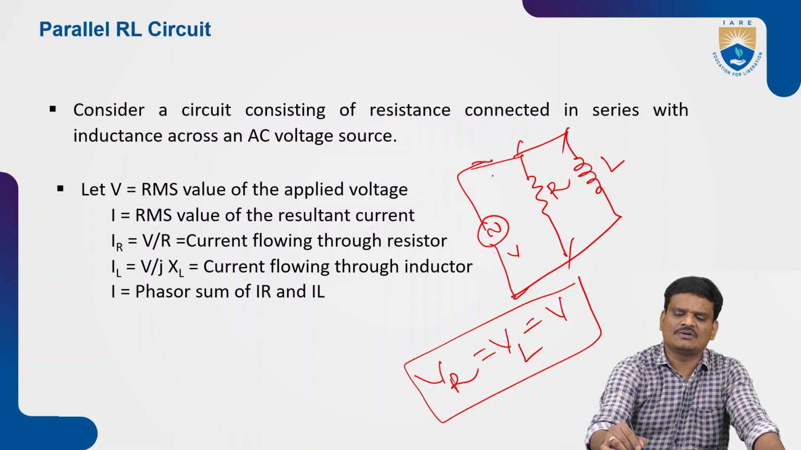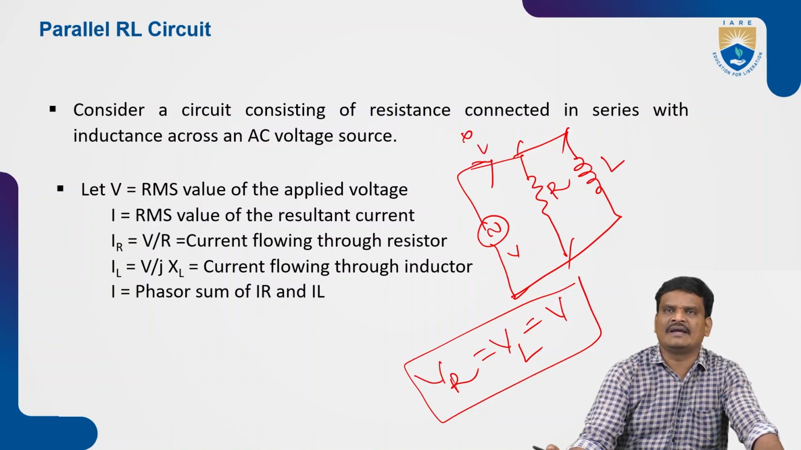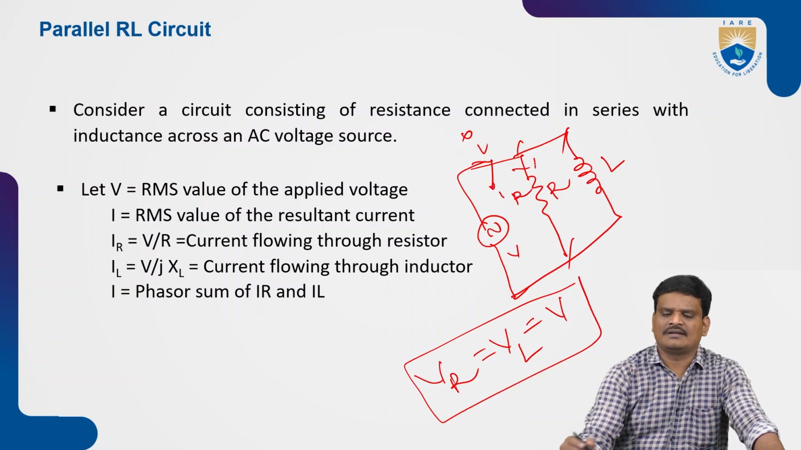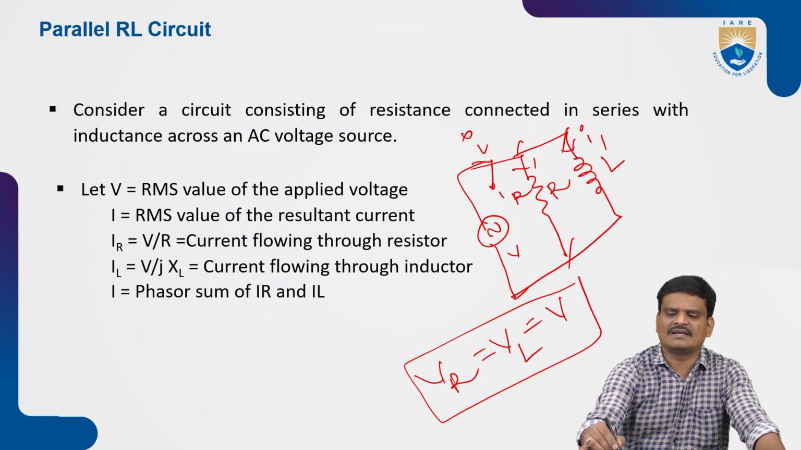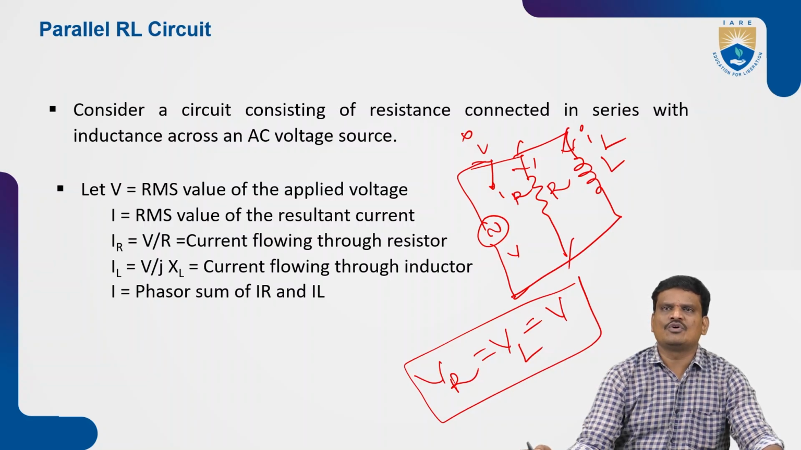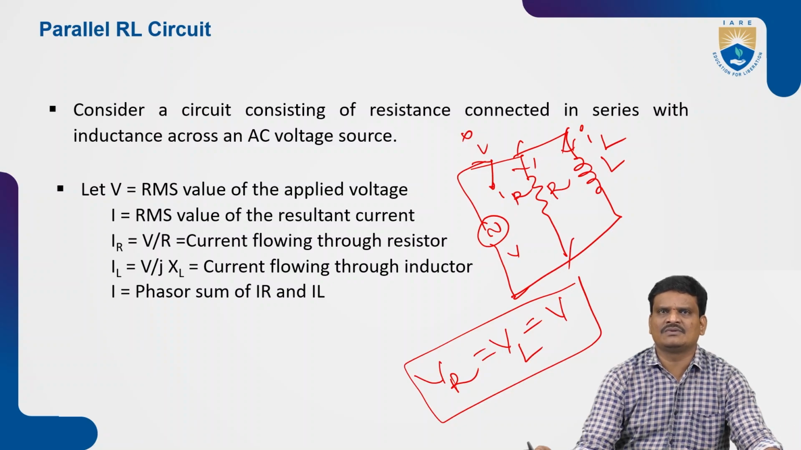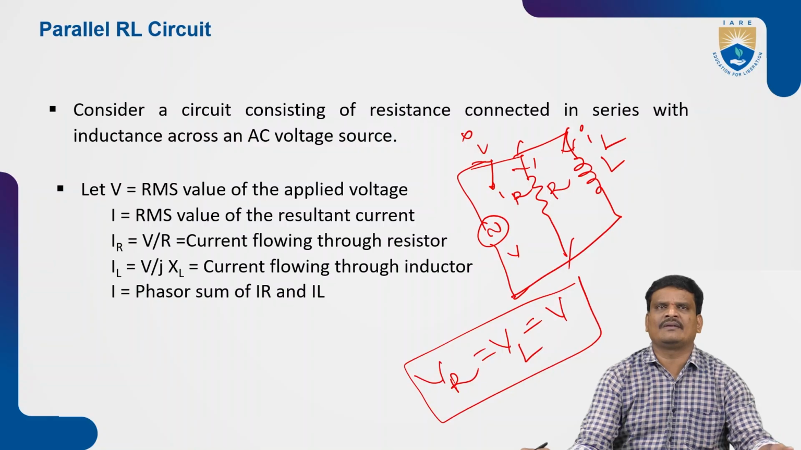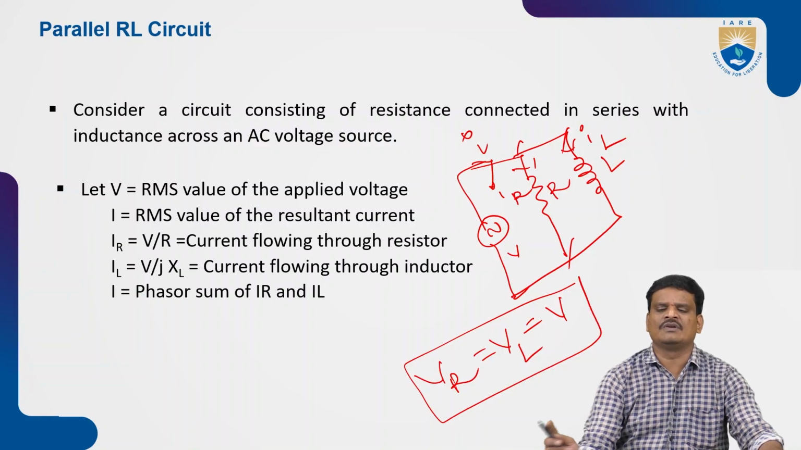Now let me say that the total current flowing into the circuit is I, the current flowing through the resistor is IR, and the current flowing through the inductor is IL. By using Kirchhoff's current law, that is KCL, we will generate the expression for the total current flowing in the circuit, then calculate the admittance of the circuit, then the phase angle, then the power factor of the parallel RL circuit. We will go one by one.